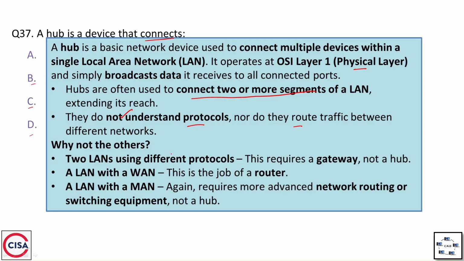Why not the others? Two LANs using different protocols: this requires a gateway, not a hub. A LAN with a WAN: this is the job of a router. A LAN with a MAN: again requires more advanced network routing or switching equipment, not a hub.